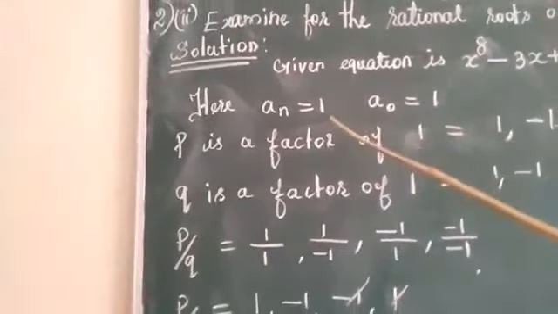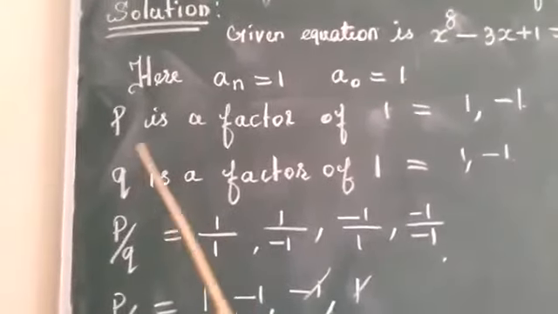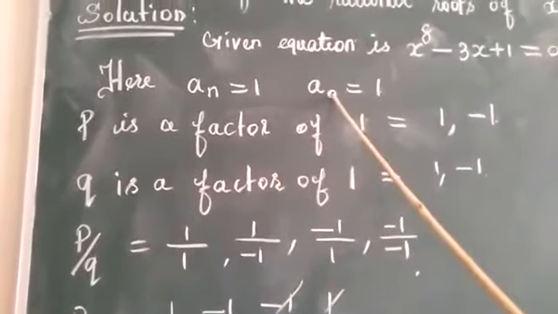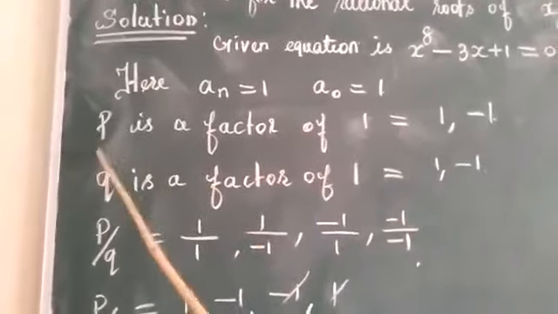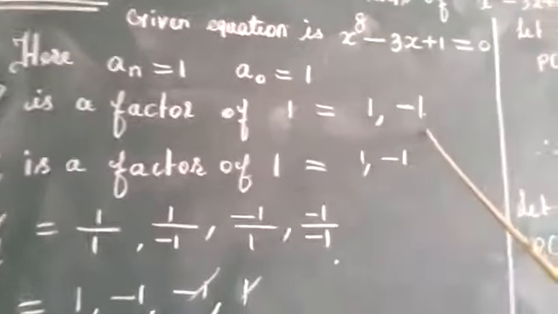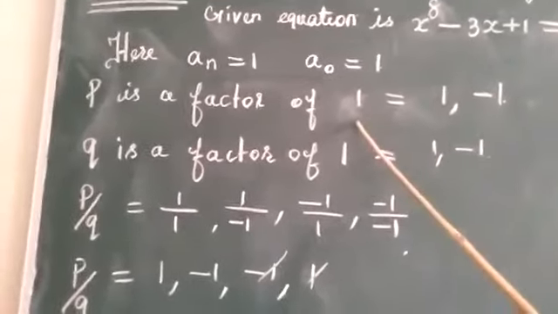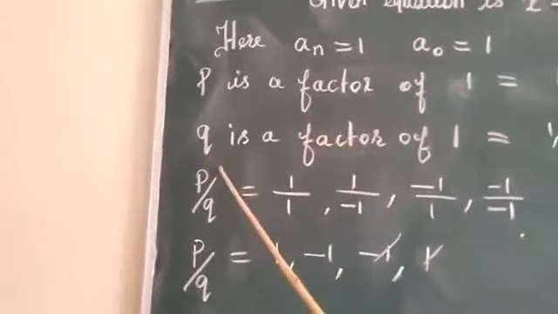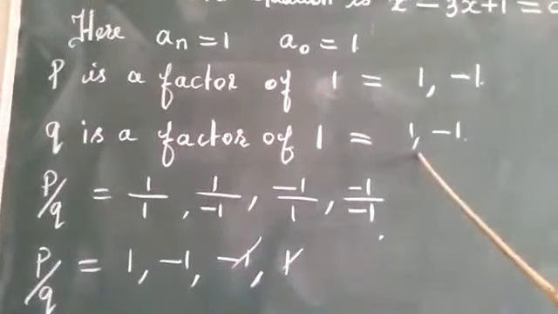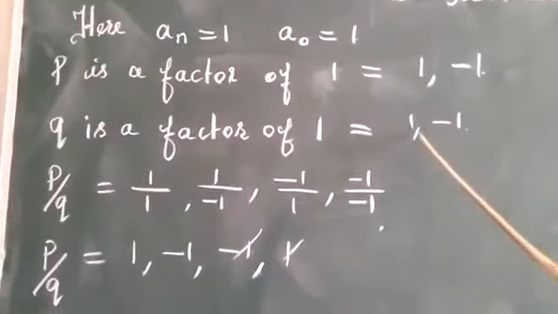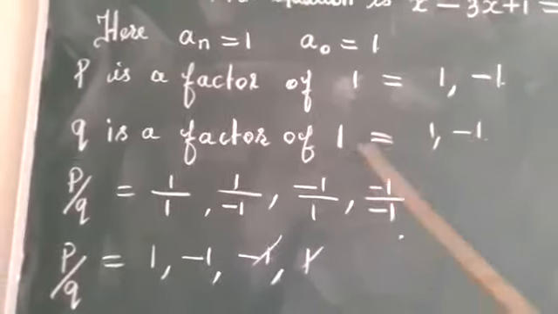Next we are going to write by using the rational root theorem. p is the factor of a naught. Here a naught is nothing but 1, so the value of p must be 1 and minus 1, because 1 can be divided by 1 and by minus 1. Next we have to find out q, the factor of 1. The values of q are again 1 and minus 1, because only these two can be factors of 1.